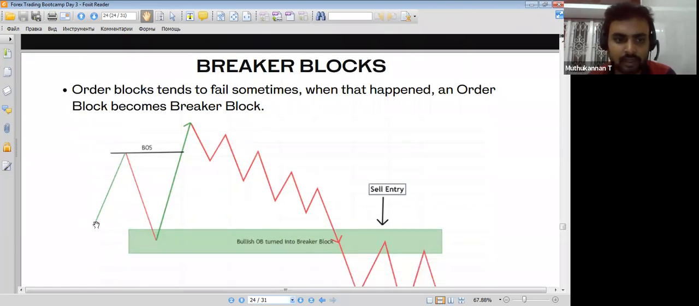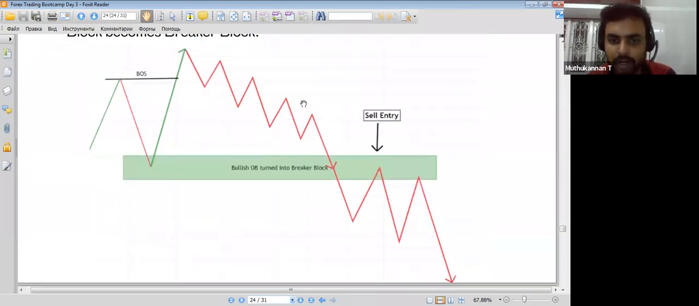Okay, here you can see this is my order block. It broke the structure, and price came down, and it broke my order block. This is my order block area. Now my bullish order block turned into a breaker block, which means the bullish order block turned into a bearish order block. So you'll be selling from here. This is applicable for flip zones also. This is also called a flip zone.